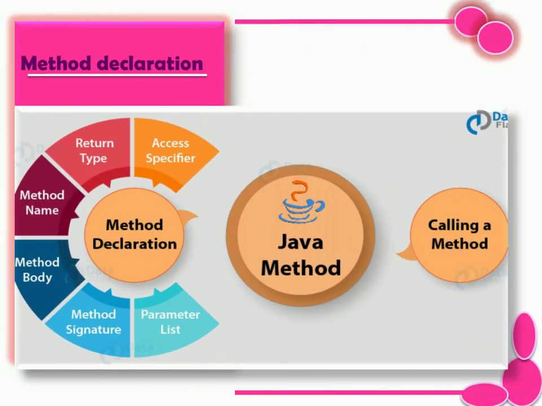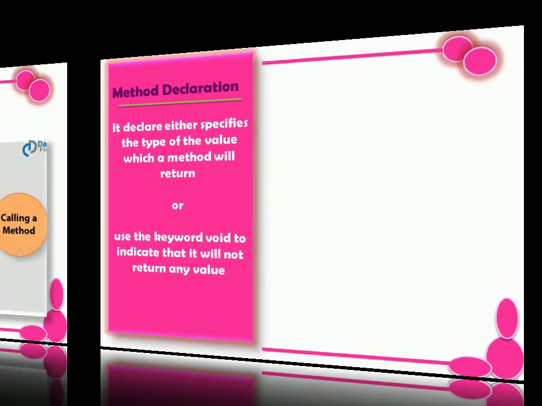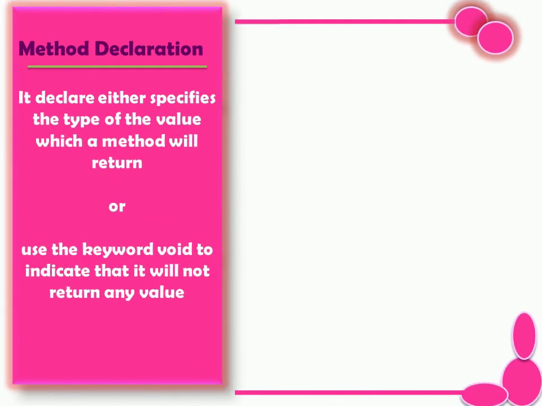Next we will see what is method declaration. To declare a method we need certain things. What are the things? Access specifier, return type, method name, method body, method signature, parameter list. So these are the things needed to declare a method in Java. And these methods can be called in the program.